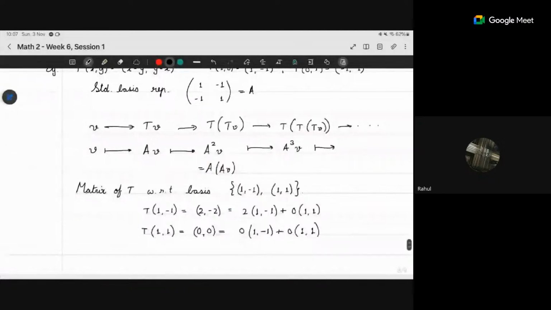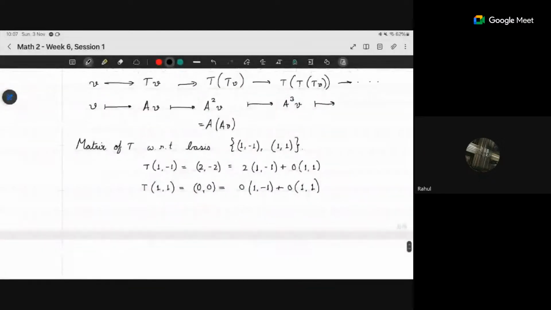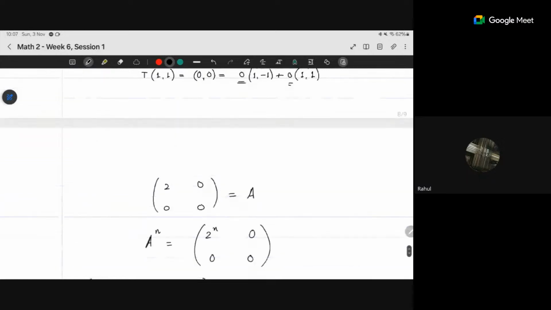But with respect to the new basis, (1, -1), (1, 1), how do you construct the matrix? You look at the image of the basis vectors, which is T of (1, -1) and T of (1, 1), and express them as linear combinations of the given basis again, which I've done over here. Then you get the matrix using the coefficients: 2, 0 in the first column, 0, 0 in the second column. So that is your matrix.